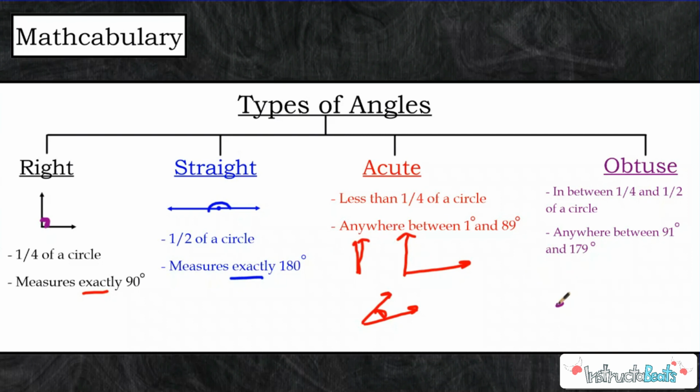So it could be really, really wide like this, right? Or it could be even wider, almost a straight angle, but not quite, right? Or it could even be upside down like this with tiny little rays, right? As long as it's bigger than 1/4 of a circle and less than 1/2, which is bigger than 90 and less than 180, that is what we call an obtuse angle.